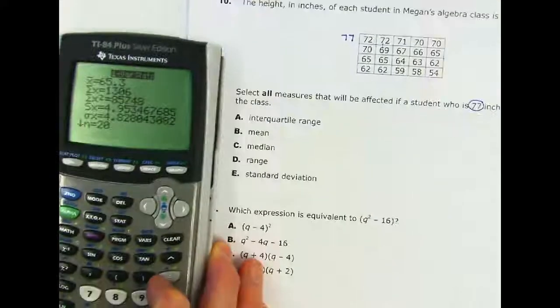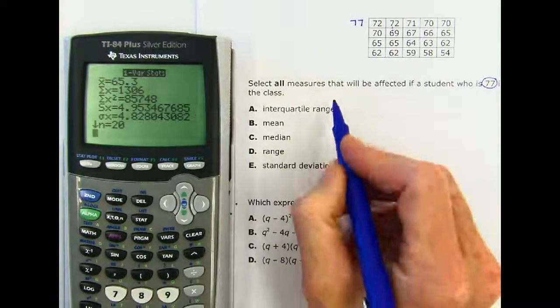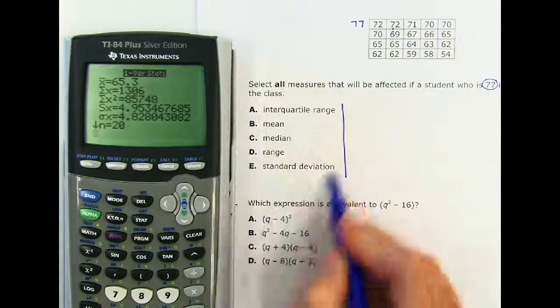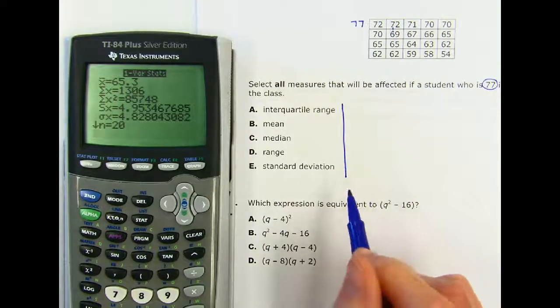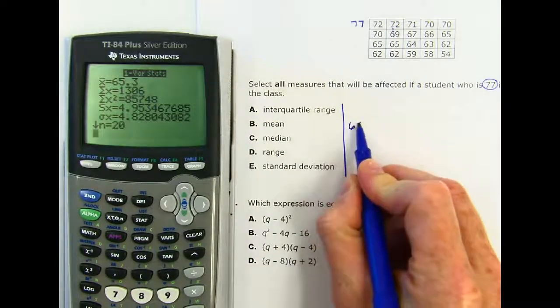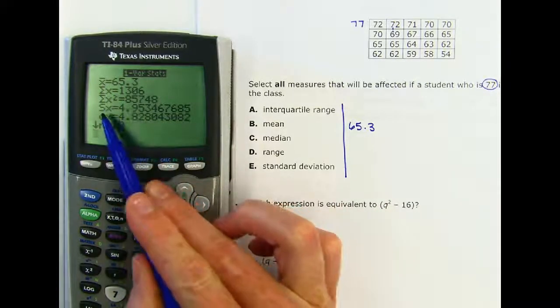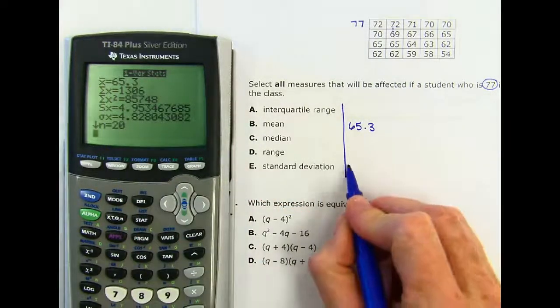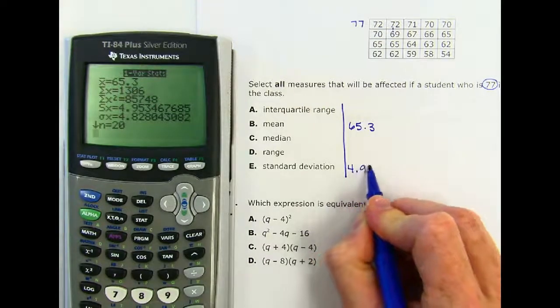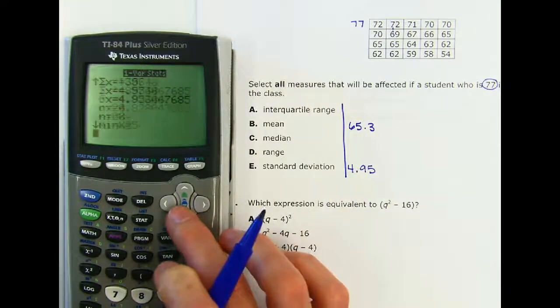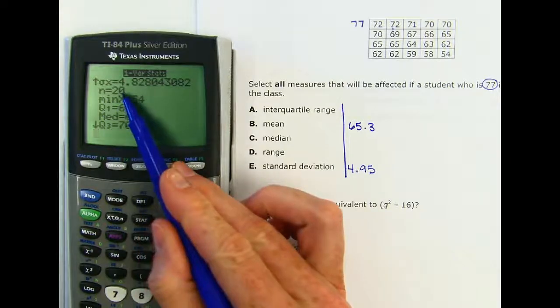Now, I'm going to use this data from the calculator to see what's going on with each of these requested measures. The mean is 65.3. It is stated here with x bar. Standard deviation is this Sx. It is 4.95. As I scroll down, you can see that I have 20 numbers in my data.